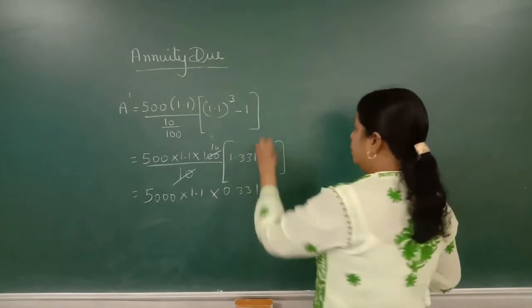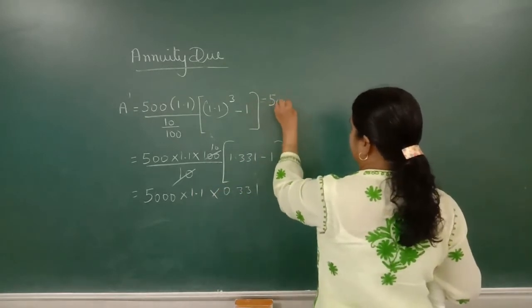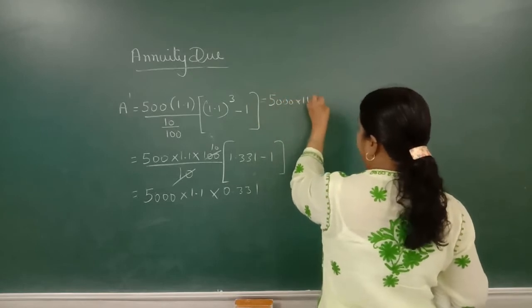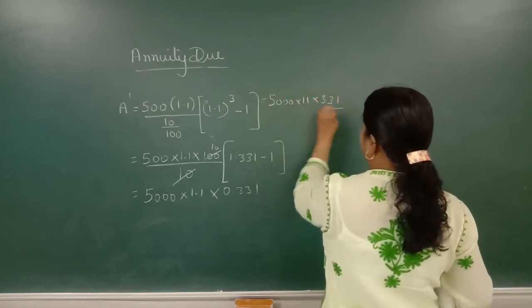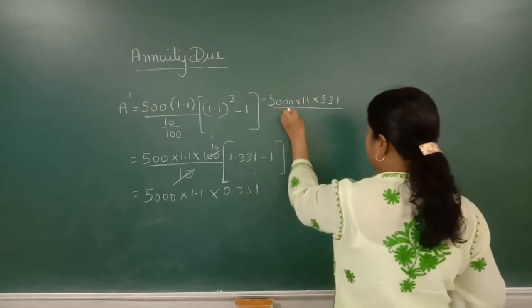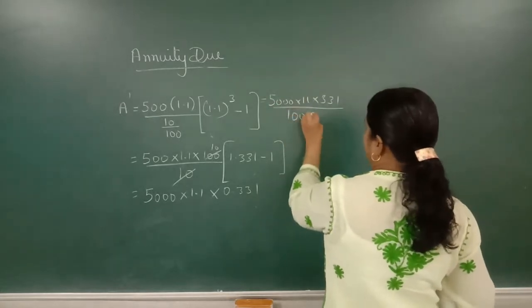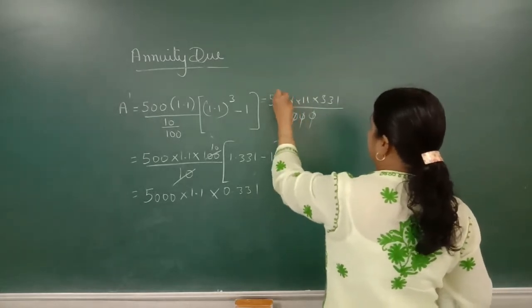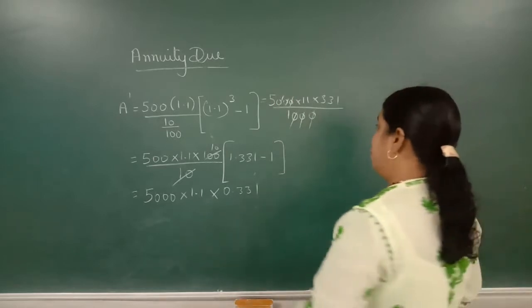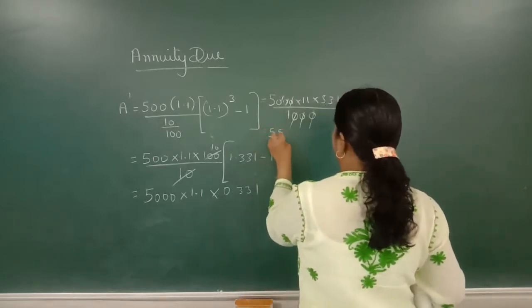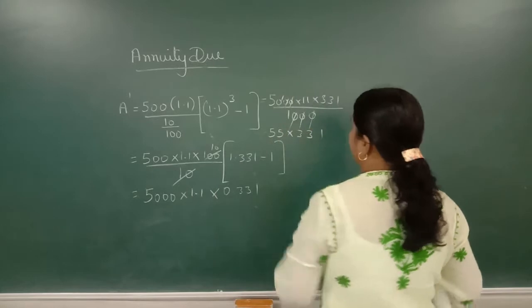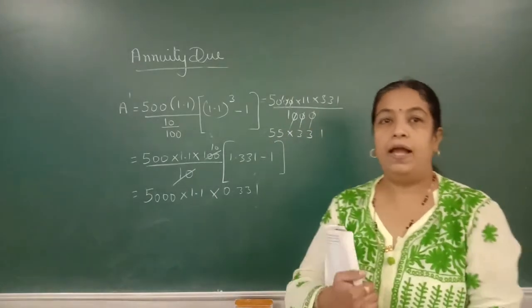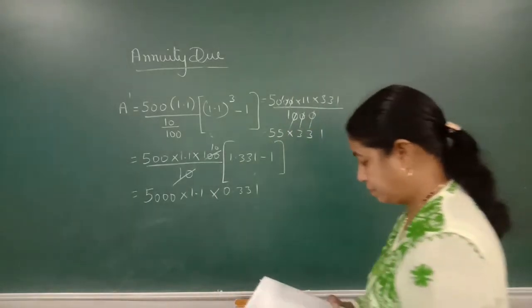It is 0.331, equal to 5000 into 11 into 331 upon the 3 zeros here and the 0 here. Cancel this 3. 11 5s are 55, multiplied by 331. Multiply and find out the answer.